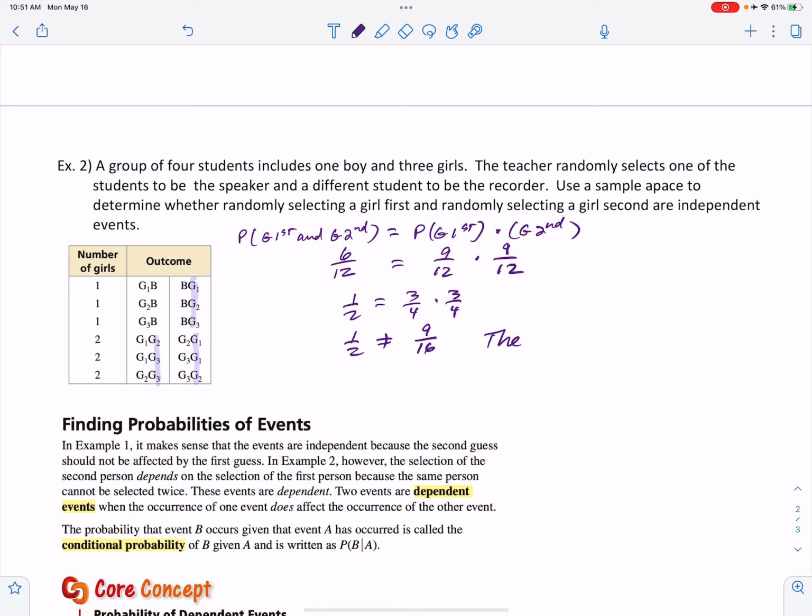And they are not independent. And part of this is implied by they chose a student to be a speaker. And when they choose a different student to be a recorder, you're not choosing from the same pool of people because you've already taken one out who's a speaker. That by default makes it dependent, and I didn't expect this to work.